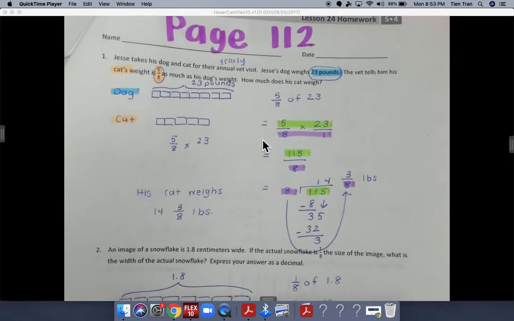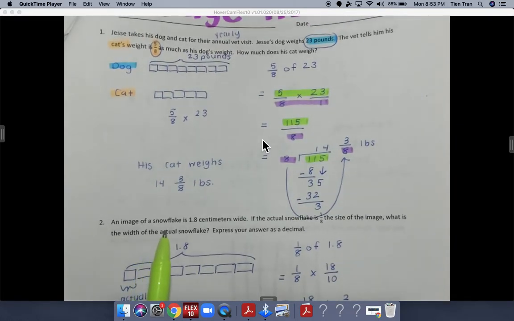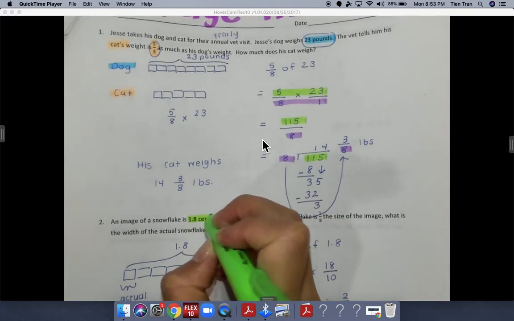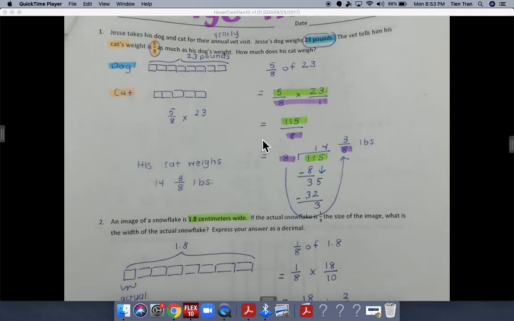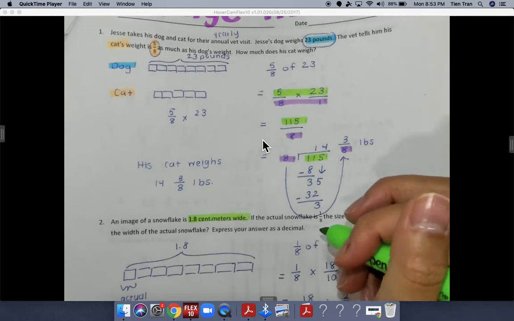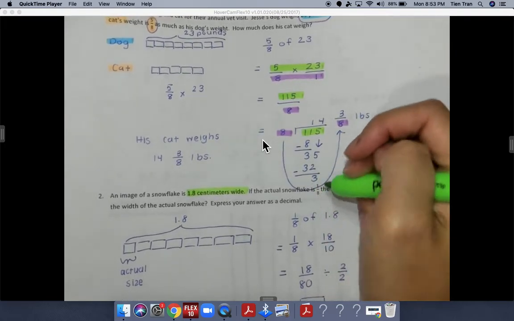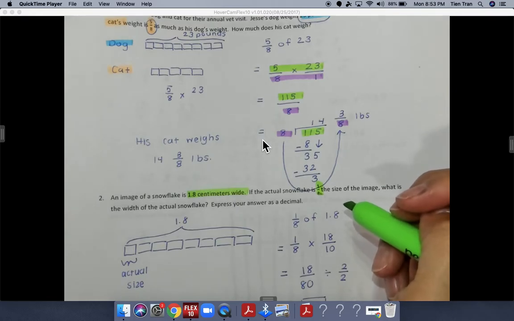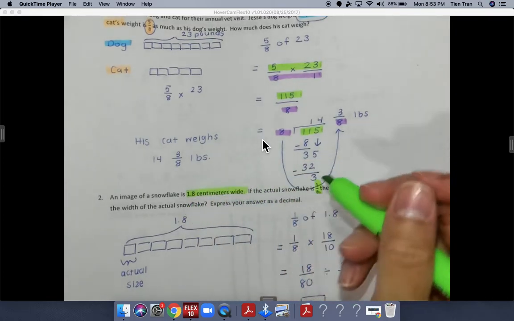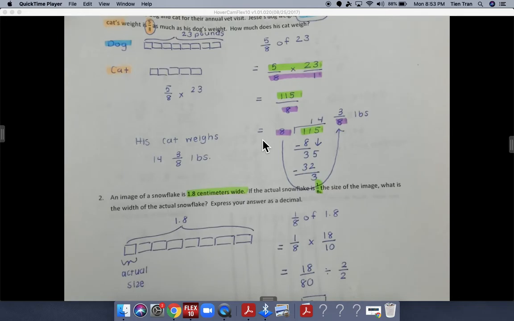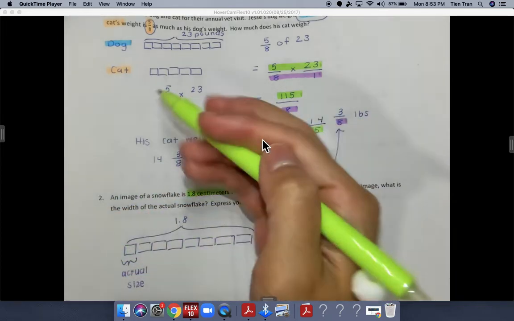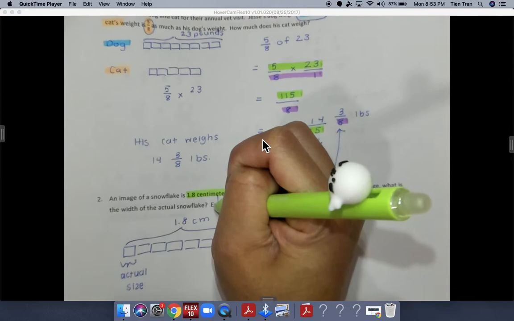For the next part, it says here, an image of a snowflake is 1.8 centimeters wide. If the actual snowflake is 1/8 the size of the image, what is the width of the actual snowflake? Express your answer as a decimal. So I know that I have 1/8 of 1.8 centimeters. So I drew a tape diagram of 1.8 centimeters, and this number is directly from here.